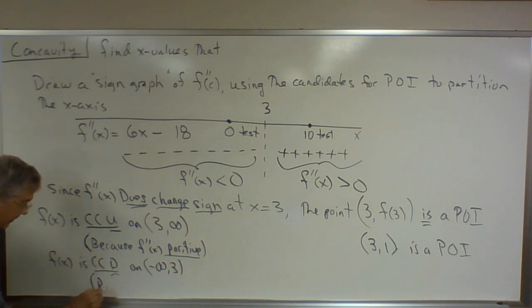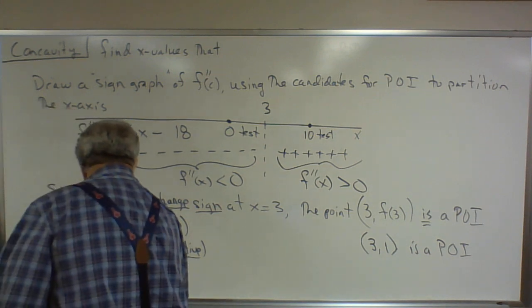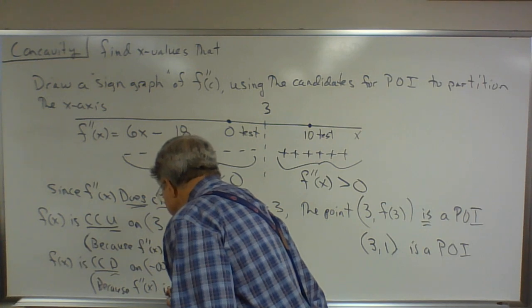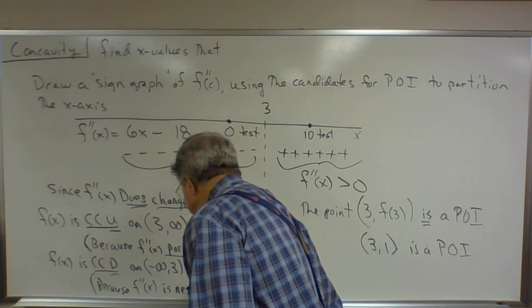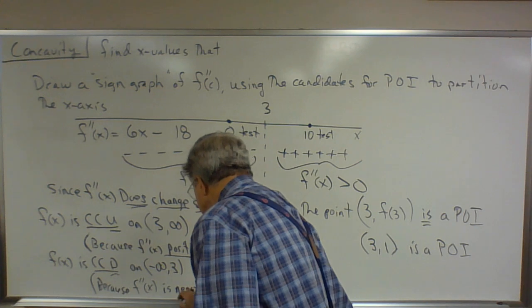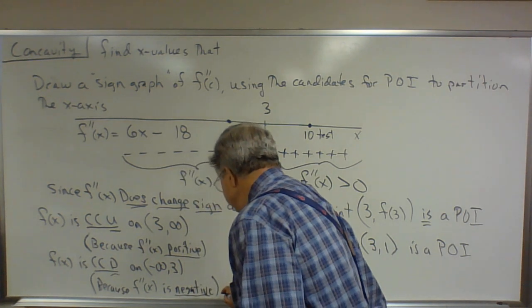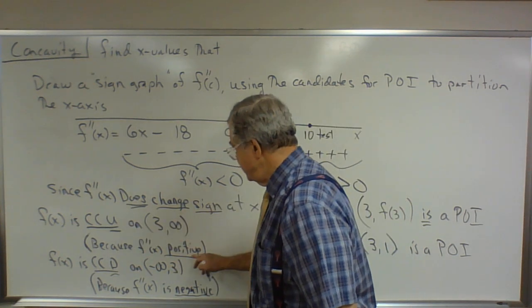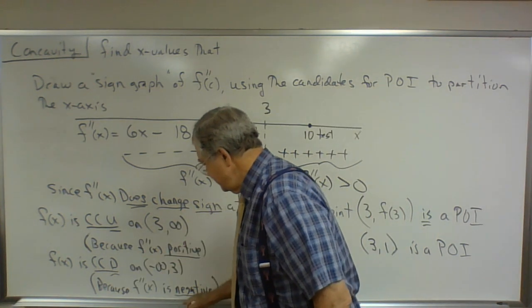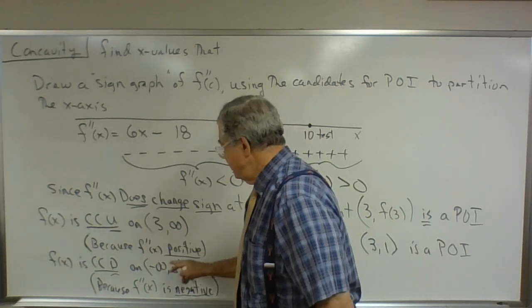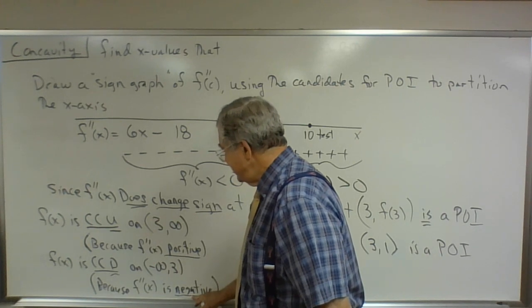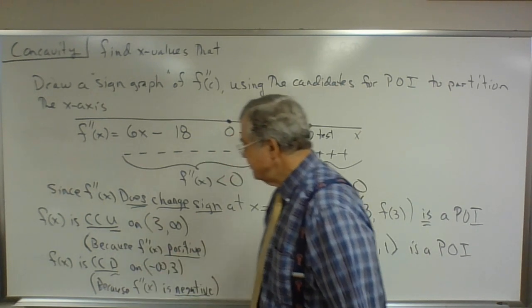And why? Because the second derivative is negative on that interval. We associate up and positive, down and negative. So positive second derivative, concave up. Negative second derivative, concave down.